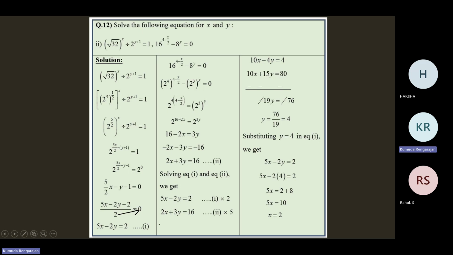I told you, have x and y on one side and the constant on the other side. This 2 into 0 is 0. Then this minus 2 will come to the other side. No, that's plus 2.